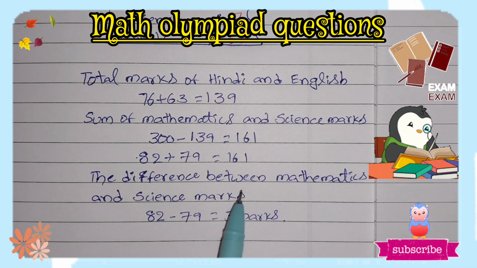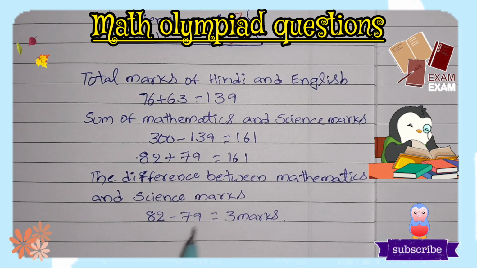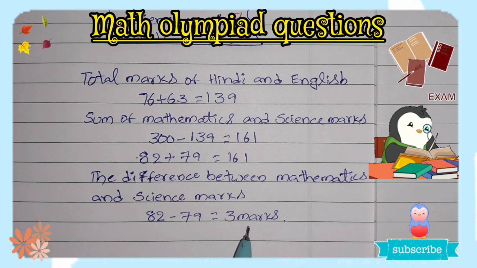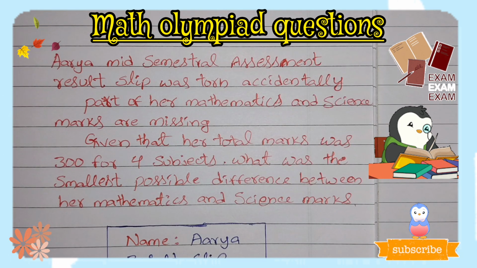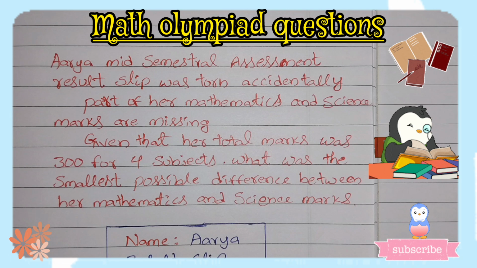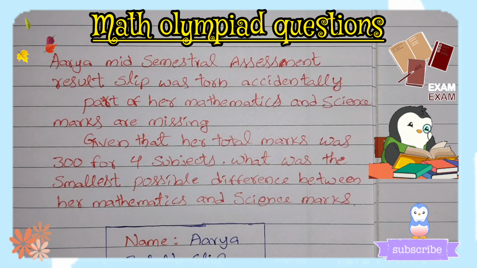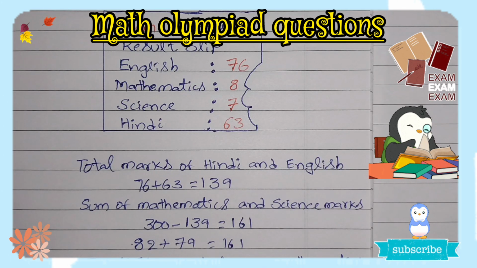In maths 8 is there, in science 7 is there. If you add both, we have to get 161. The difference between mathematics and science is 82 minus 79, which is 3 marks. So the difference is 3 marks.